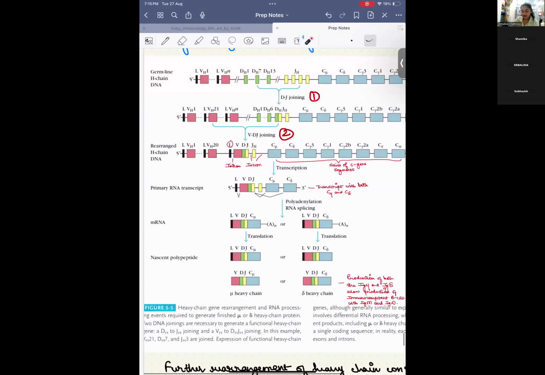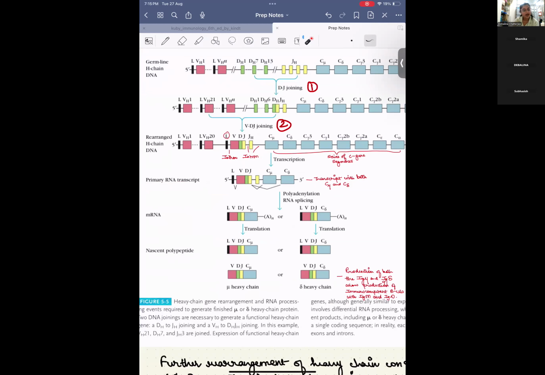The primary RNA transcript has both C mu and C delta. Now this, similar to what we saw for light chain, has to undergo polyadenylation and RNA splicing. This is going to give two mRNAs within the same cell, which get a chance to translate into this nascent polypeptide having C mu as well as C delta.